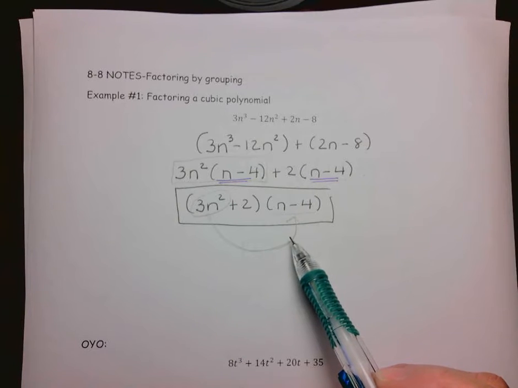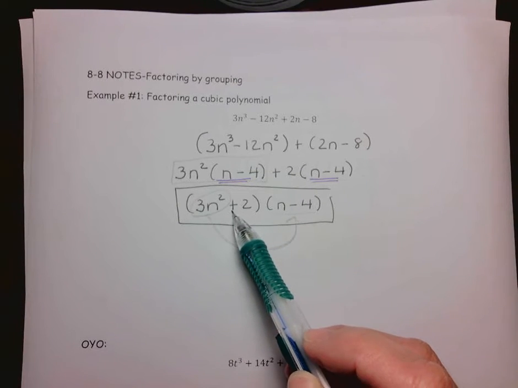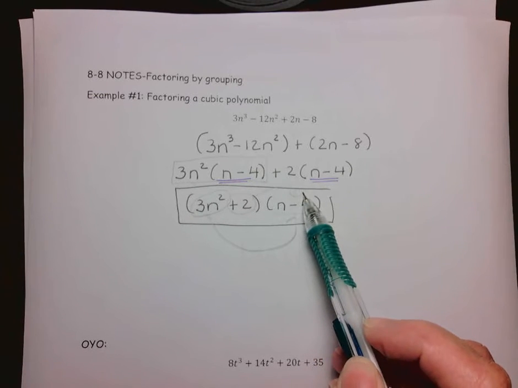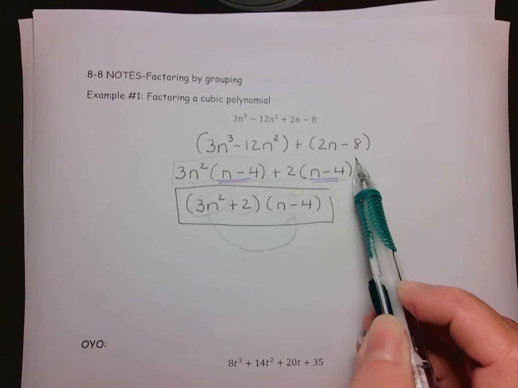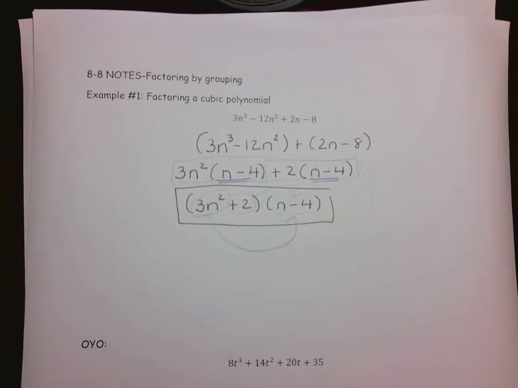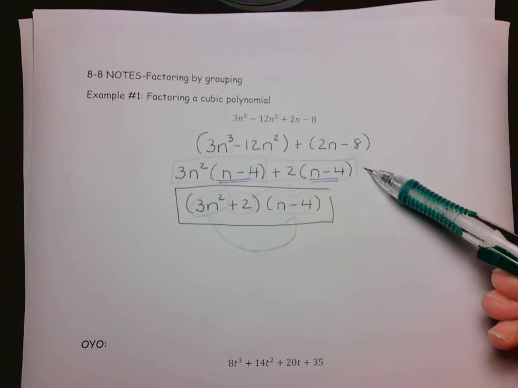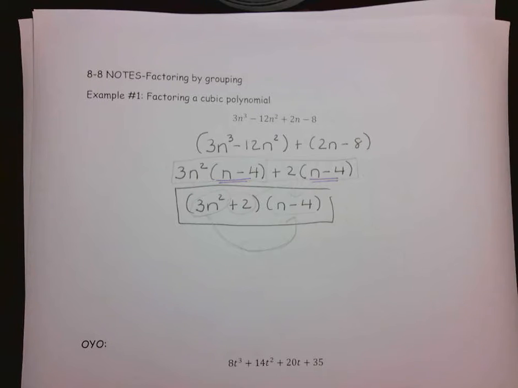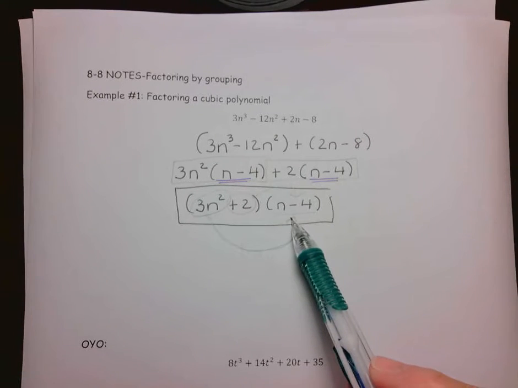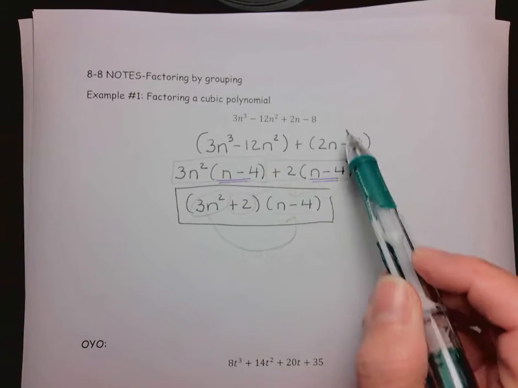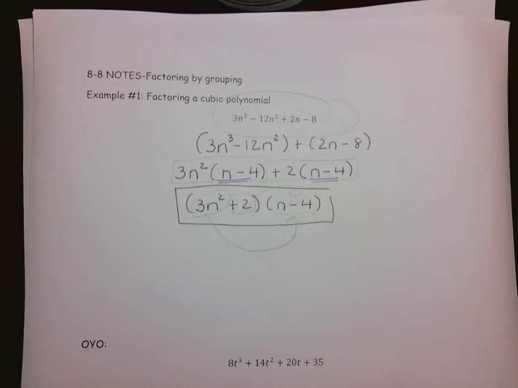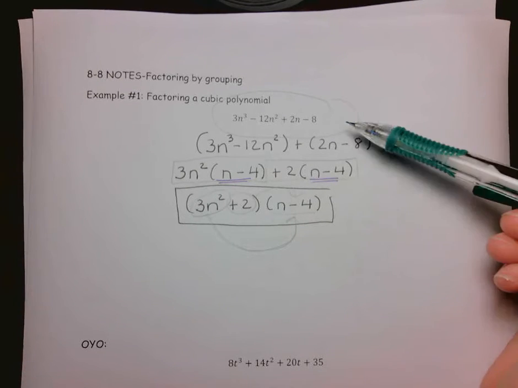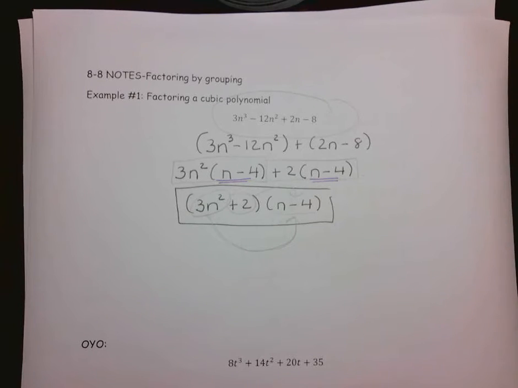And then when I'm FOILing this, I take a positive 2 times n minus 4. And that's what this is. So that's why this and this are equivalent. And so how do I check my answer? Well, I multiply these 2 binomials together. I FOIL it out. And once I do so, and once I put it in standard form, this will be my final answer. These are the 2 binomial factors of this polynomial.